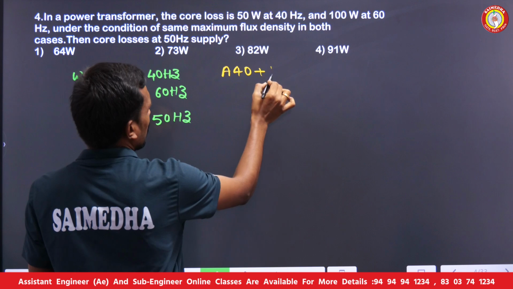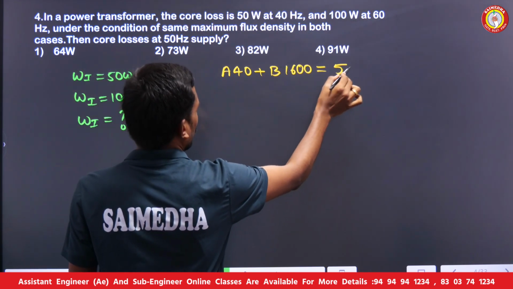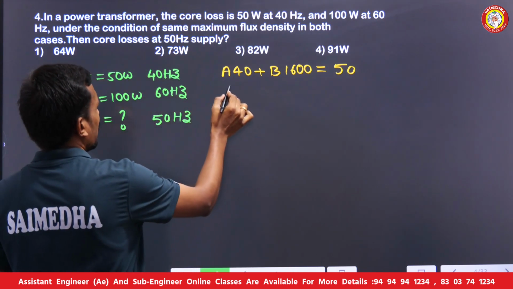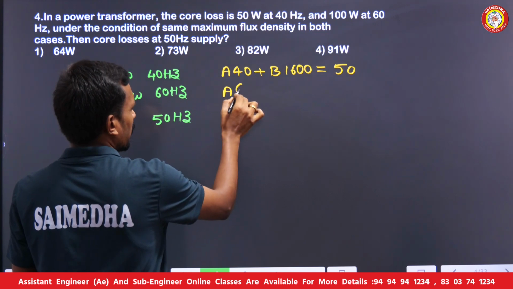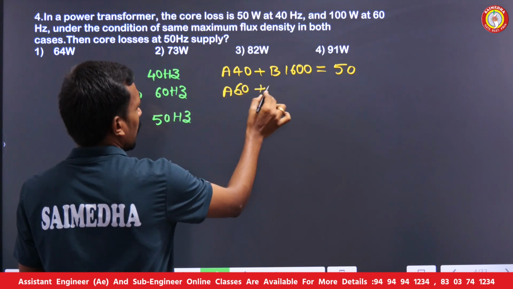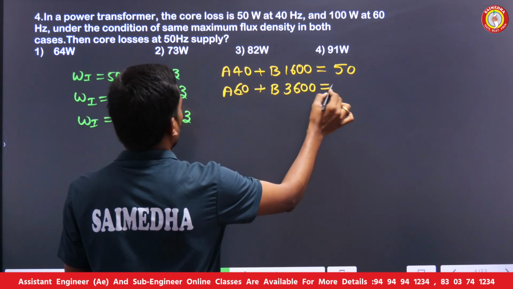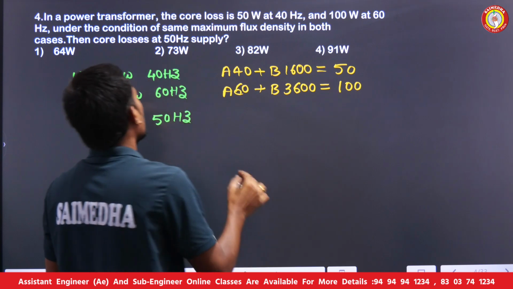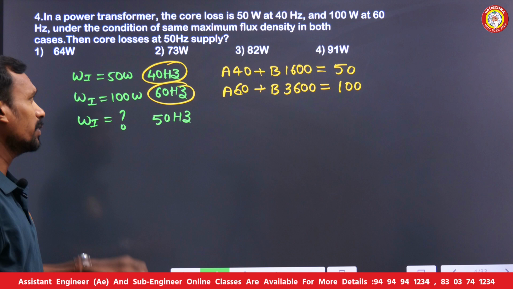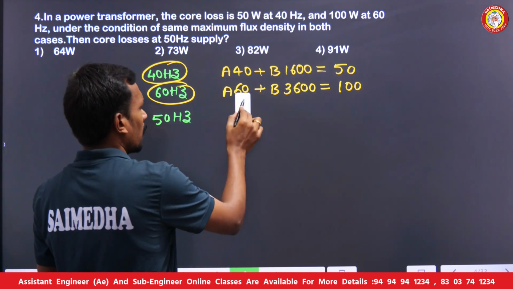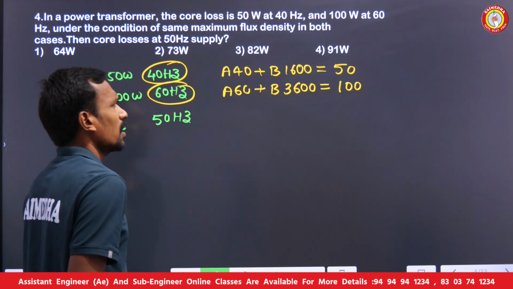A F plus B into F square is equal to 50, where F is 40 Hz. Next, A F plus B into F square is equal to 100 watts, where F is 60 Hz. We need to solve these two equations. So how can we solve these two equations?